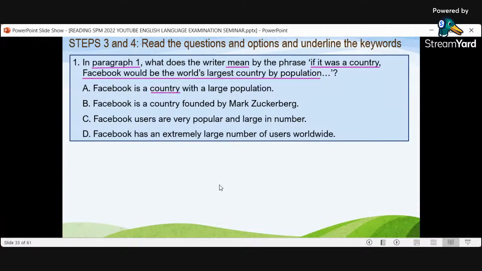Okay, so is it a country with large population? Definitely, we know Facebook is not a country, so we know the answer is already wrong. Is it a country founded? No, Facebook is not a country. So we know A and B are out of the question if you know what Facebook is.